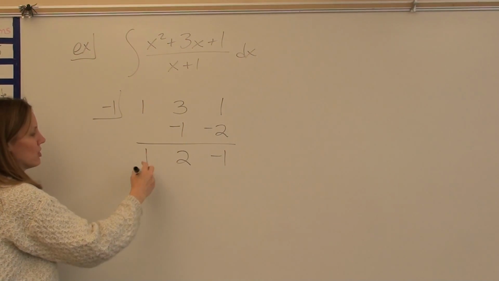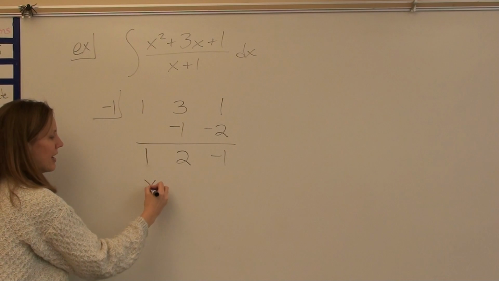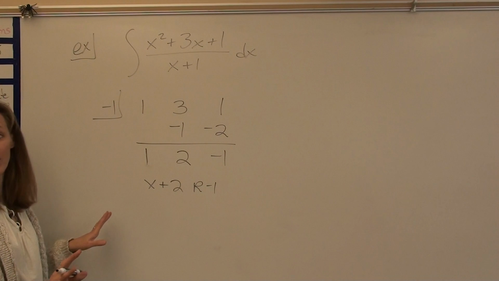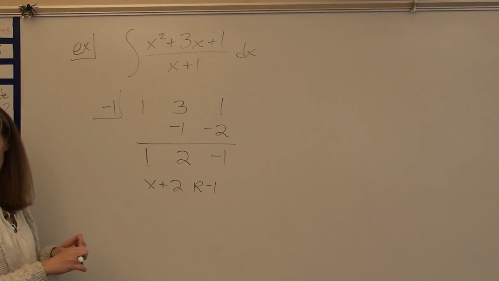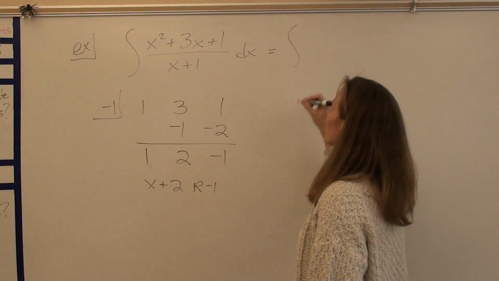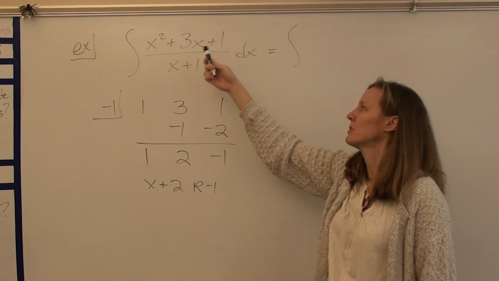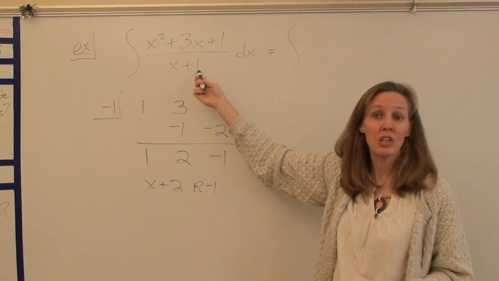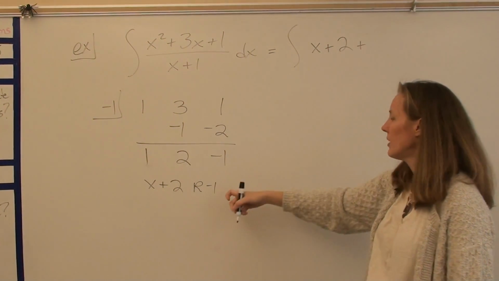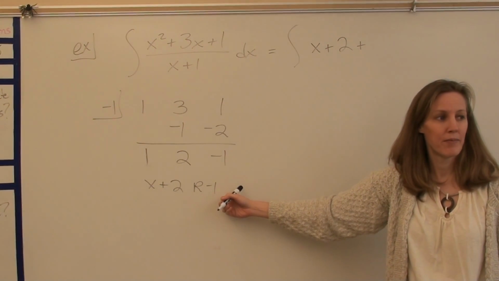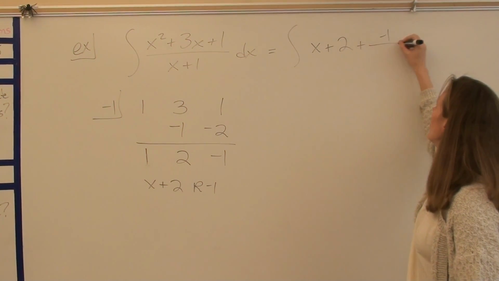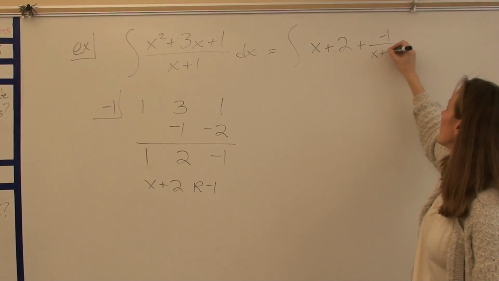So anyway, this answer right here is actually x plus 2 with a remainder of -1. But we're not going to write it like this. Oh no. We're going to write it in proper mathematical form. So x squared plus 3x plus 1 divided by x plus 1 is actually equal to x plus 2 plus, does anyone know how we properly write a remainder? Yeah, -1 over the divisor, x plus 1.